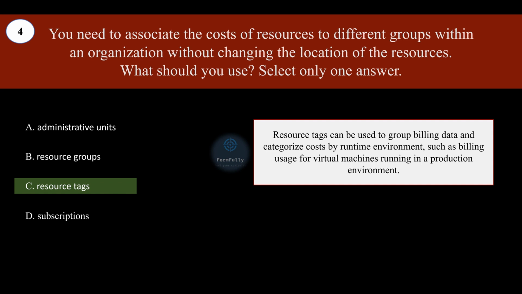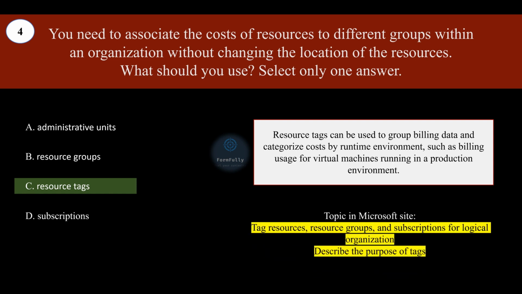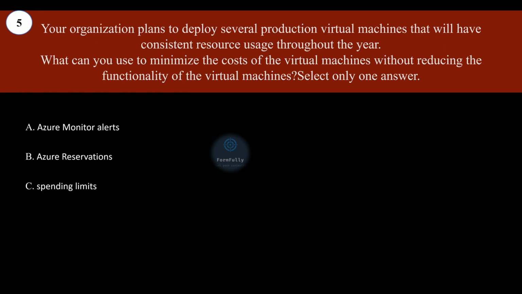Resource tags can be used to group billing data and categorize cost by runtime environment, such as billing usage for virtual machines running in a production environment. Topic to visit on Microsoft site is tag resources, resource groups, and subscription for logical organization, and describe the purpose of tags.